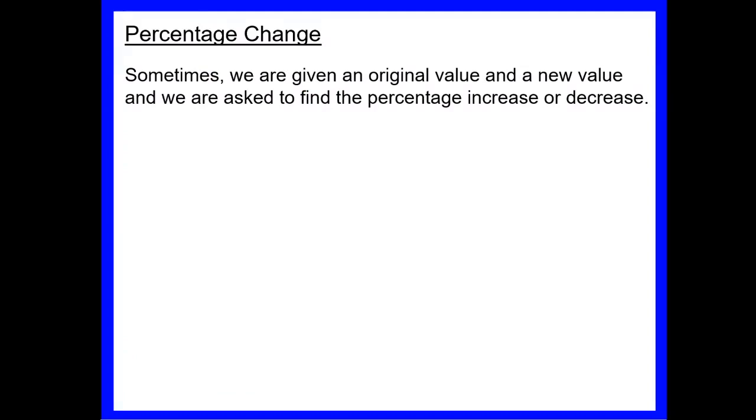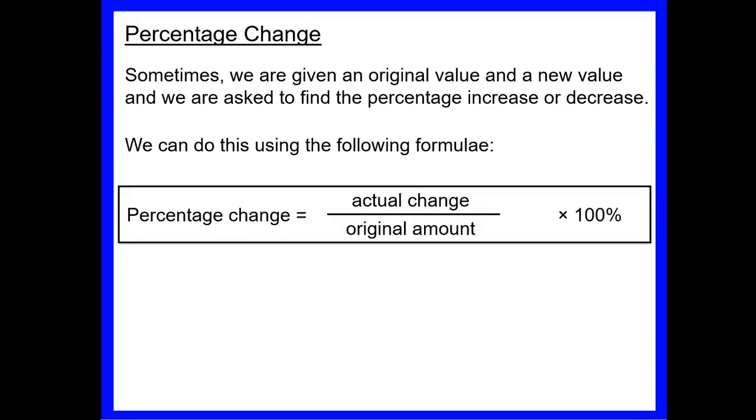Okay, let's move on then with the second part of this lesson. So we're going to have a look at percentage change. So sometimes we're given the original value and a new value, and we're asked to find out the percentage increase or decrease. So we can do that using this formula. So percentage change is equal to the actual change divided by the original amount and times 100 to change it from a decimal to a percentage. Pause the video now, make sure you've made a note of that formula.